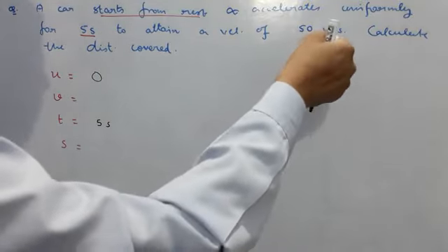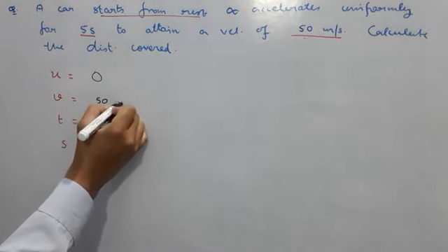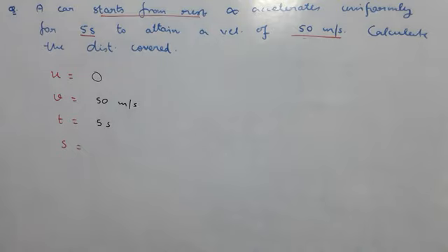After 5 seconds, it attains a velocity of 50 meters per second. So this is our final velocity. So final velocity is 50 meters per second. And we have to calculate what? We have to calculate the distance covered. S is question mark. Now can you think of a relation to solve this question? I will try to solve it using two methods.